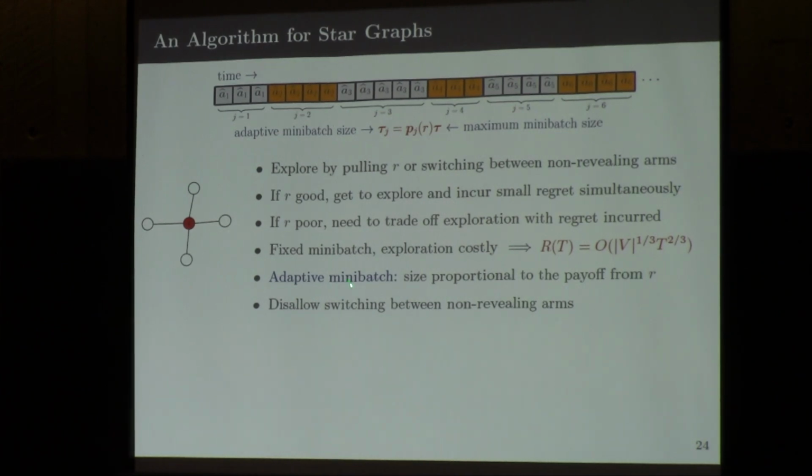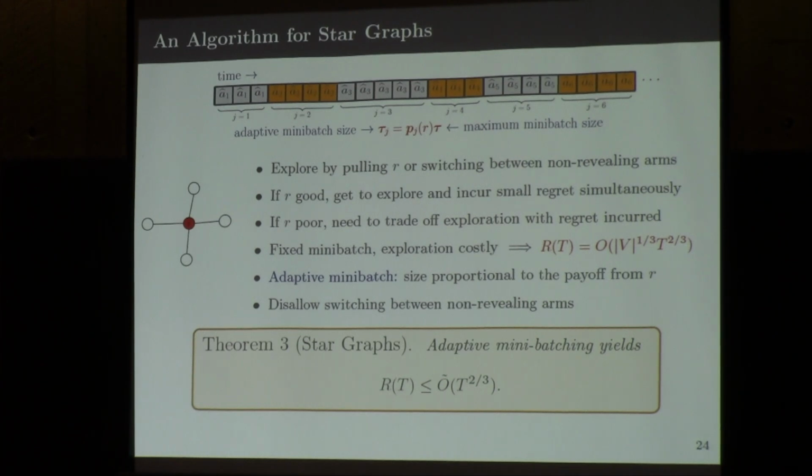The key idea here is that we'll use an adaptive mini-batch where the size of the mini-batch is proportional to the payoff that we observe from the arm that reveals losses for everything. At the same time, we disallow switching between non-revealing arms because they don't really reveal loss about each other, and there's a switching cost associated with them. So for this adaptive mini-batching strategy, we can get a regret bound which is T to the 2/3 and has no dependence on the size of the action set. So it's just 1. Instead of paying a cost proportional to the size of the action set, we don't pay any cost.